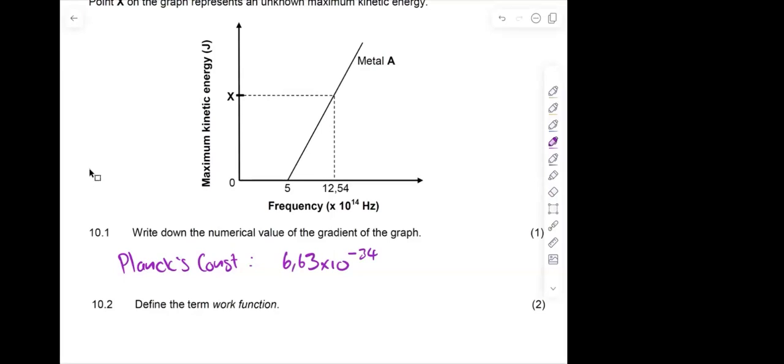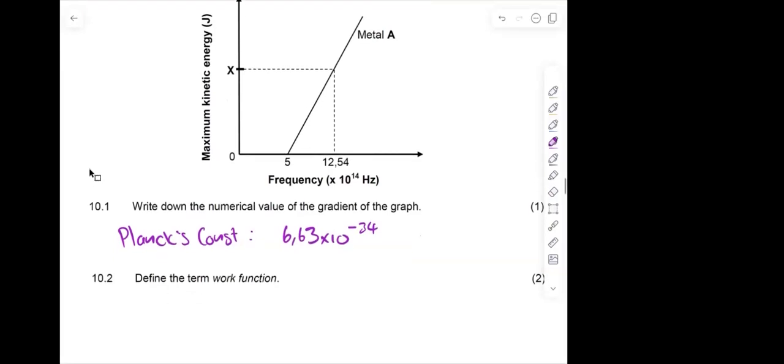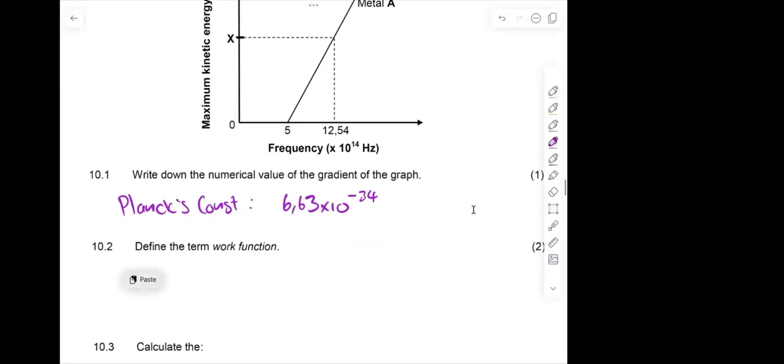Let's look at 10.2. 10.2 says define the term work function. We did that one together, where we looked at work function. The work function is simply the minimum energy needed for a photon to eject an electron off of a metal's surface. Very, very important. Let's quickly put that one down there.